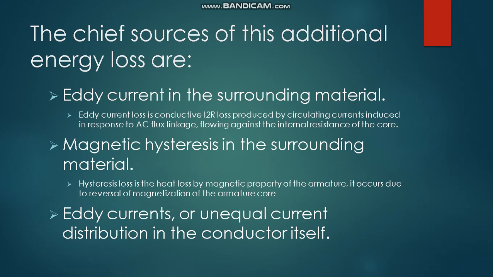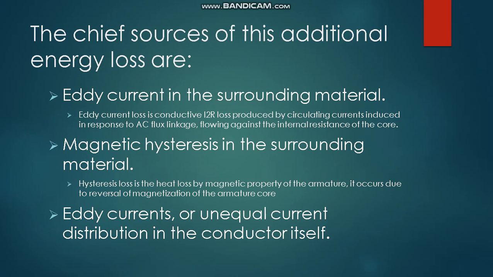The chief sources of this additional energy loss are the eddy currents in the surrounding material, the magnetic hysteresis in the surrounding material, and the eddy currents or unequal current distribution in the conductor itself.